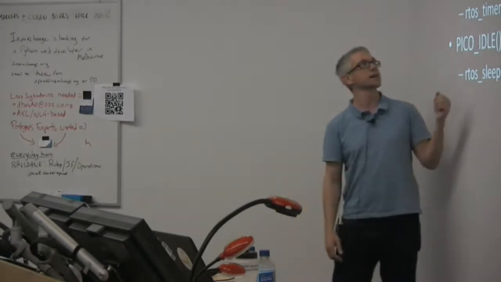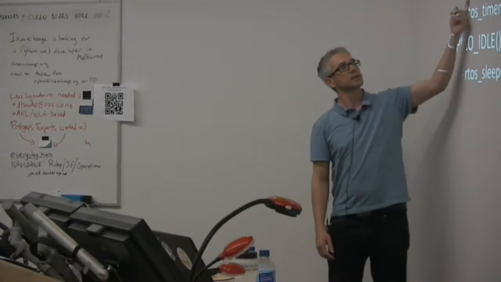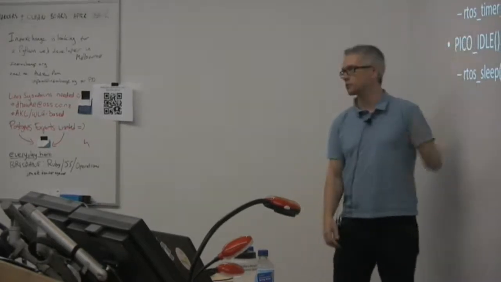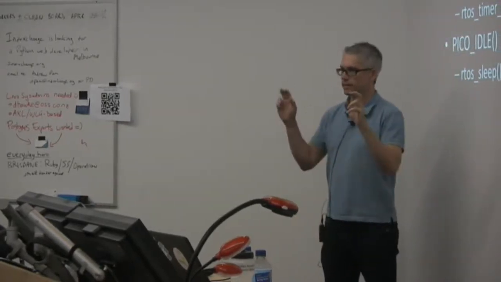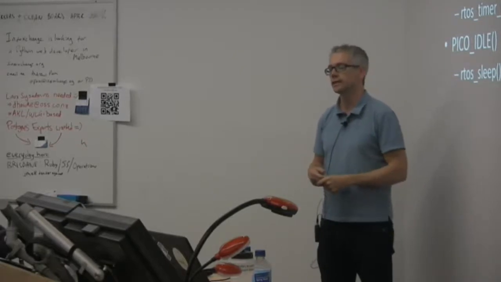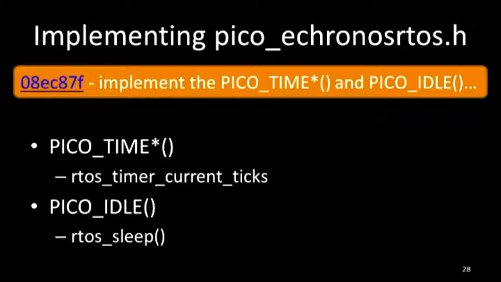Provides two things to do that. So in order to implement the time functions, the RTOS keeps track of how many ticks elapsed since the system start in this variable. So you can just read out the value of this variable and it'll tell you since the start of the system, you know, 1 million ticks or so have elapsed.